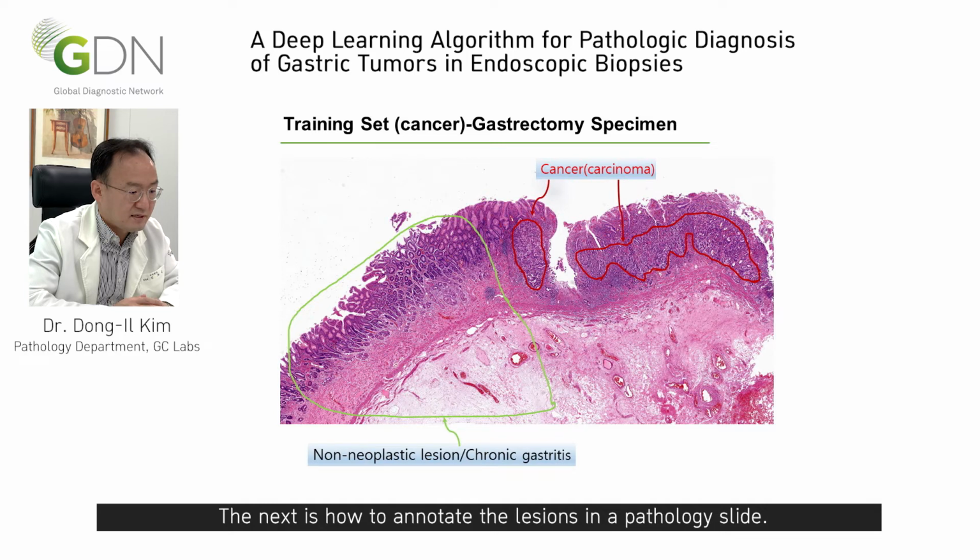The next is how to annotate the lesions in a pathology slide. The picture is of a gastric cancer surgical specimen slide with the cancerous lesion in the top right. The area with a high density of cancer cells is annotated in red. On the left side is normal gastric mucosa, and the area with no tumor is annotated in green.